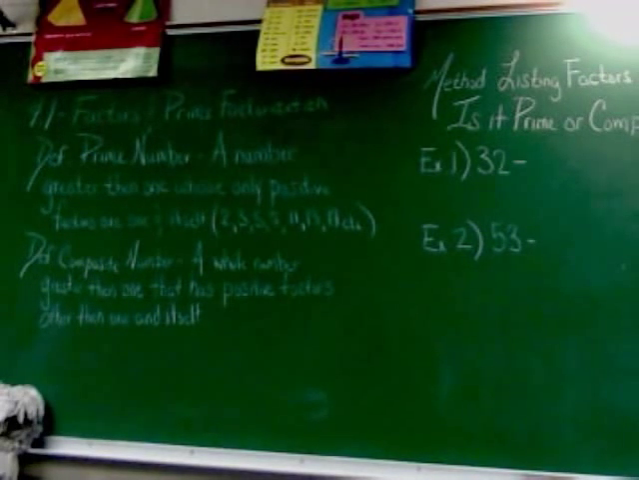Welcome to a video presentation of Chapter 4, Section 1 in McDougal Littell's 8th grade textbook entitled Factors and Prime Factorization. On the left side of the board you'll find two of the four definitions today. First one is prime number: a number greater than 1 whose only positive factors are 1 and itself.